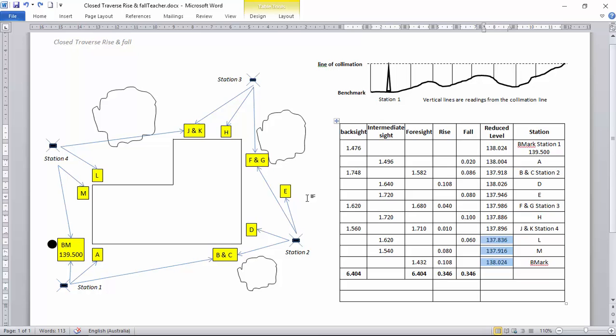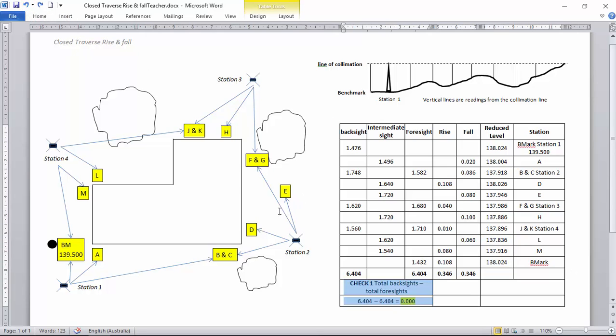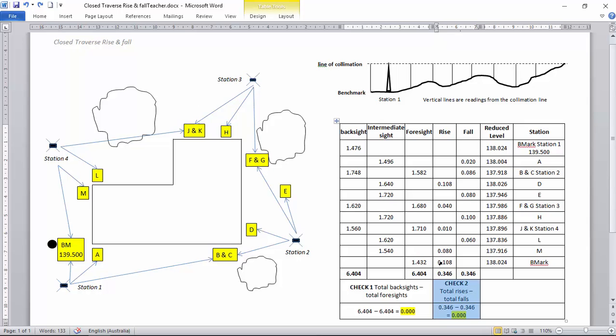So when we get to this point here, we then do our 3 checks. Check 1 is total back sites minus total foresights. Check 2 is total rises minus total falls, which is good. And our third one is our first RL minus our last RL. They're both the same, so that's good.